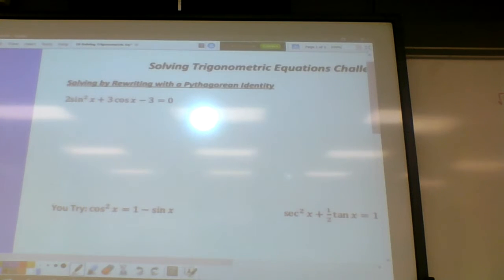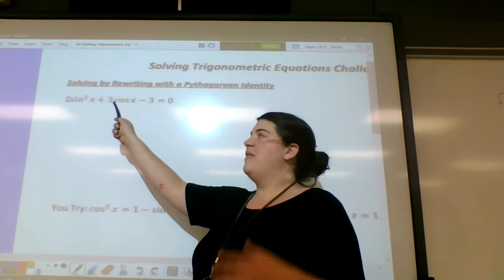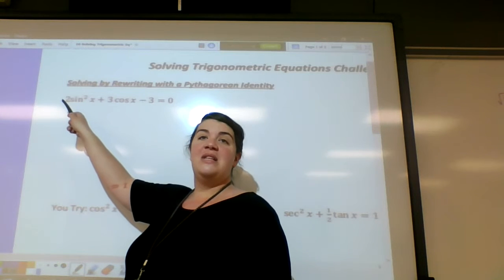So taking a look at this first question here, we have a sine squared trig function in there, and we have a cosine function. And right now, there's nothing that relates sine and cosine together except for a Pythagorean identity. But the relationship is sine squared and cosine squared, right? So what that means is we're not going to mess with this guy. There's nothing we can do with him. He's just going to chill there. But what we can do is we can mess with the sine squared.